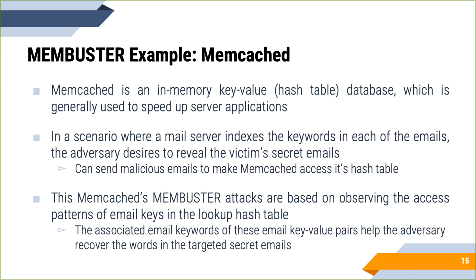And the other example is Memcached. This one is a key-value cache database, basically trying to speed up the process for the server application. What the adversary will do, for this email server indexing example, is try to get the secret targeted email from the victim by observing the hash table access by Memcached. The adversary will observe the key-values being operated by Memcached itself, and since the adversary knows what the key and value pairs look like, they will be able to see what words are accessed by the system when they go over all these patterns done by the victim themselves.